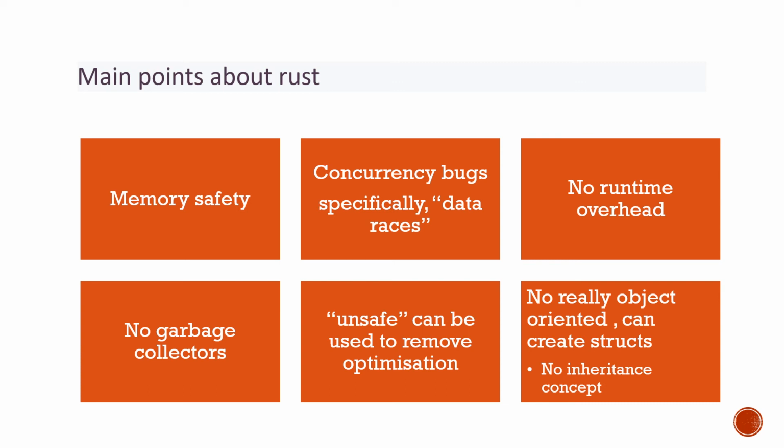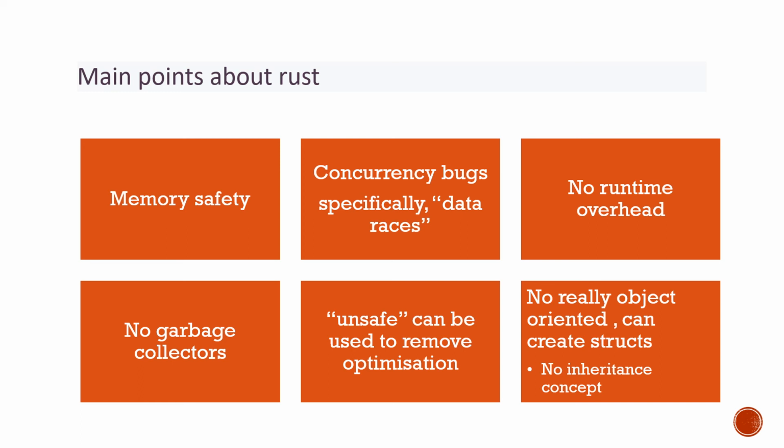Another point is that there's no runtime overhead for using Rust; it's lightweight. No garbage collector, as I told you before, since the memory is handled manually, so there's nothing like a garbage collector which runs to clear the memory. There's something called the unsafe concept in Rust, which basically gives you more control of how you want the program to run, either faster or so. If you remove safety checks, many of the optimizations are removed, and then you can make the program even faster.